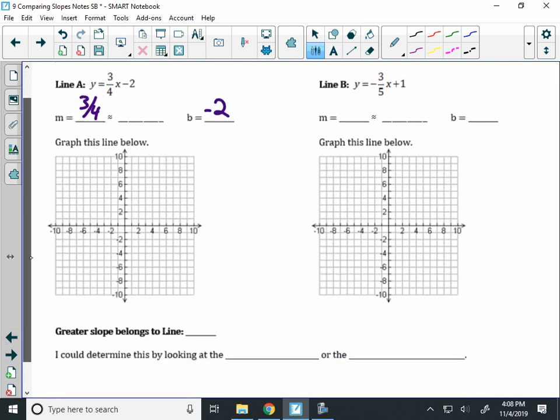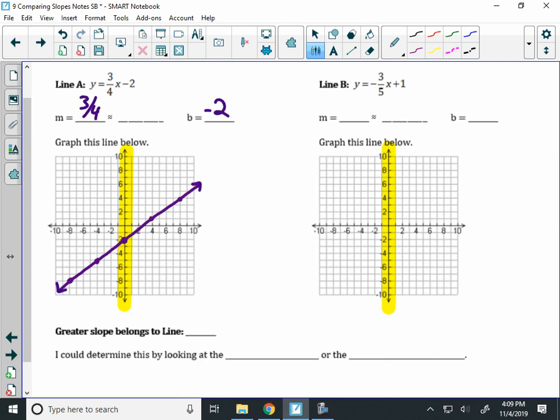So when I start this guy, I start on the y-axis. I always plot this point on the up and down axis. I start at -2. And my rise is positive, so I go up 3, right 4. Take a minute here, if you need to, pause the video to be able to graph this line on your own. If you need to pause the video to catch up, go ahead and do that.